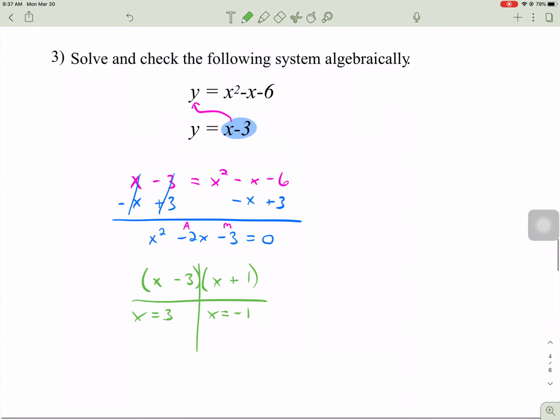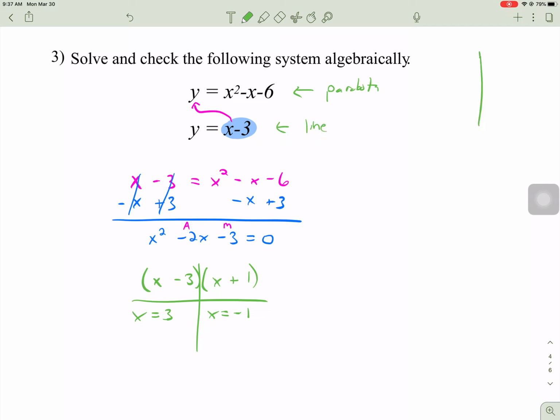Now what's interesting here is that I get two answers. Well, that means I have to plug 3 in for x into one of the equations, and negative 1. That means you're going to have 2 points of intersection. And if we were to graph these, you can see this is a parabola, and this is linear, this is a line. So yeah, a parabola, just a little sketch, and a line can intersect twice.